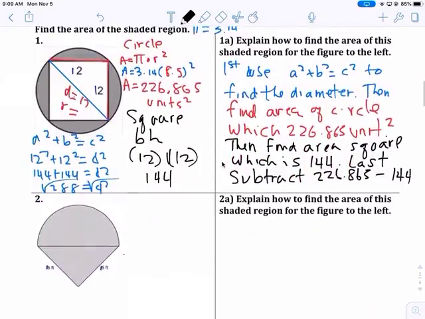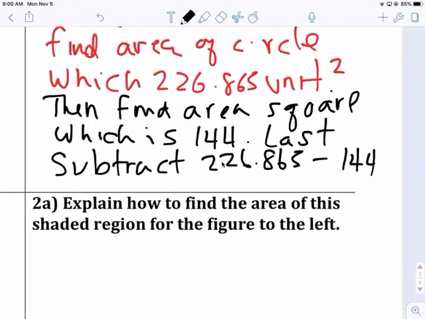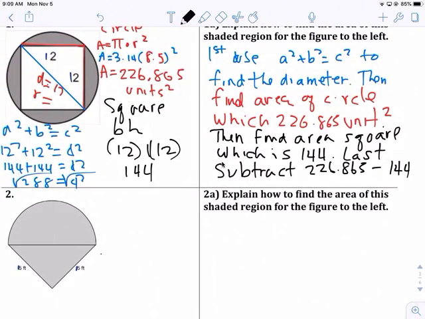I went over the review more than this, so we got to here. You subtract these two answers right here, this one and this one, from each other, because there's a white spot. Anytime there's white, that means it's a whole. You subtract.